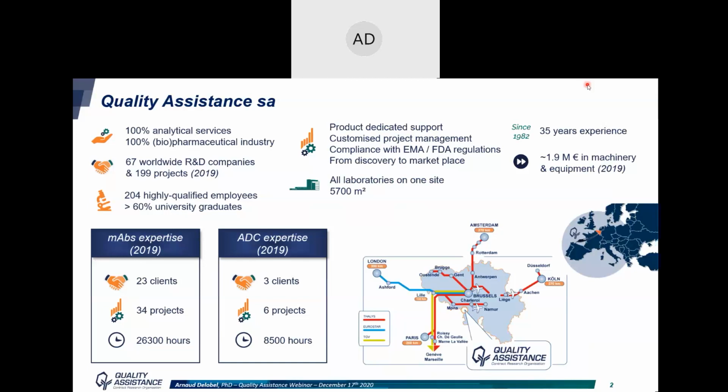So first, a very quick word about Quality Assistance. Quality Assistance is a CRO based in Belgium, providing analytical services to the pharma and biopharma industry. We have more than 35 years of experience, and last year, for example, we worked on close to 200 projects for 65 worldwide R&D companies. We are today 204 employees, and we all work on the same site in Donstienne, Belgium, in the south of Belgium. We offer product-dedicated support and customized project management, and everything we do is compliant with EMA and FDA regulations according to GLP and GMP environment.